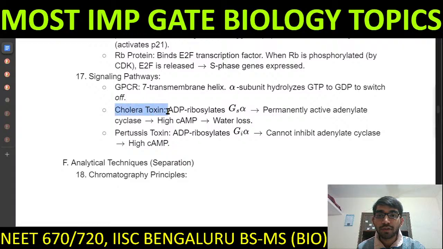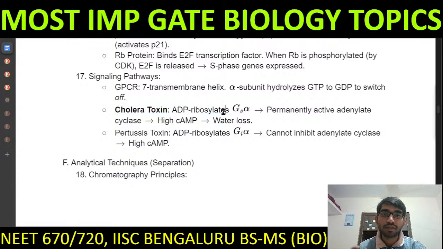So in the presence of cholera toxin, what happens? The toxin ADP ribosylates Gs alpha. So the G stimulatory alpha is ADP ribosylated, which leads to permanently active adenylate cyclase. When the adenylate cyclase is permanently active, there is high cyclic AMP. High cyclic AMP leads to the loss of water.